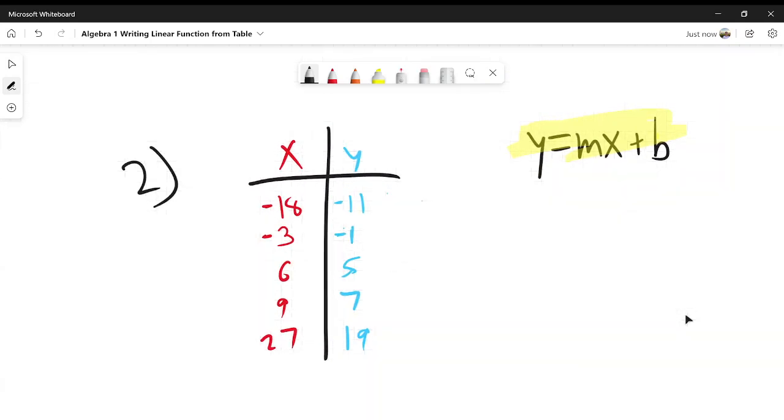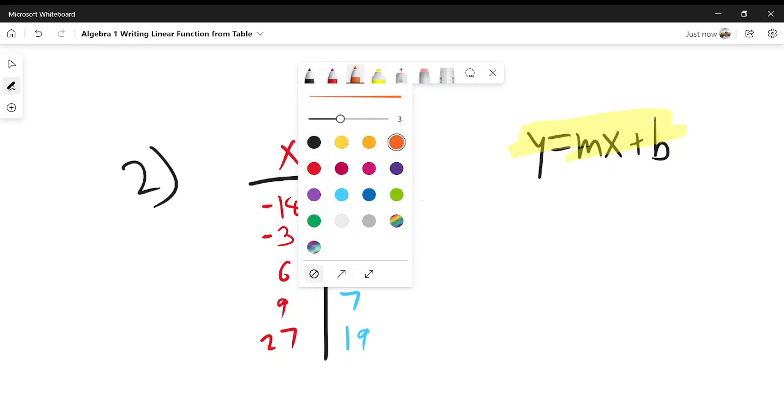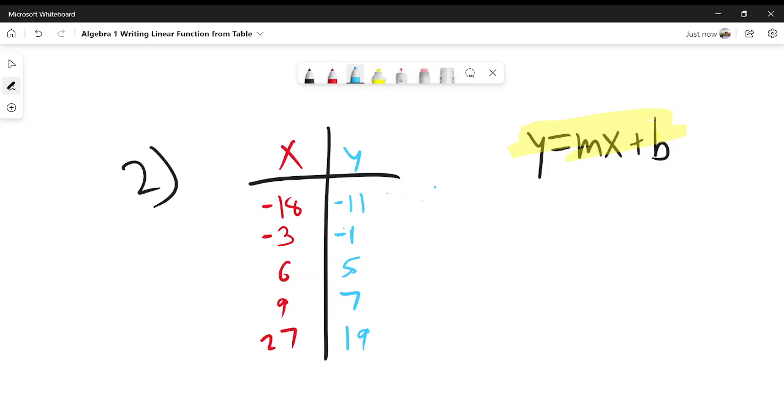Okay, so in this next question, we've got to do the same thing that we did in the last question. We need to find the changes in y's and the changes in the x values. Between -11 and -1, it increases by 10. Between -1 and 5, it increases by 6. Between 5 and 7, it increases by 2. Between 7 and 19, it increases by 12.